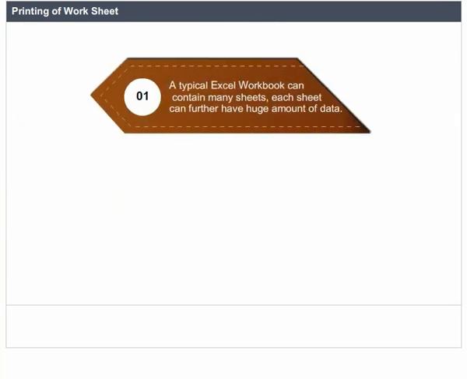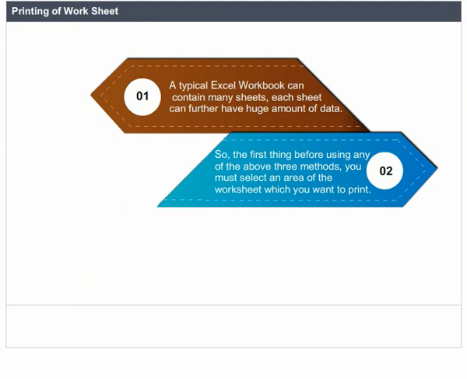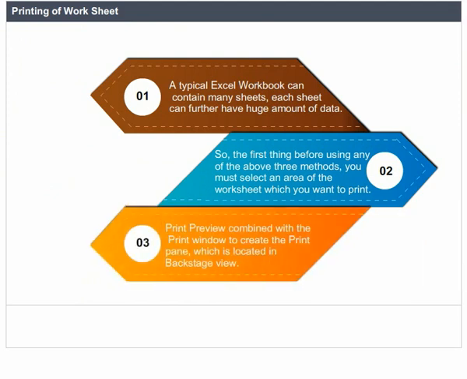A typical Excel workbook can contain many sheets. Each sheet can further have a huge amount of data. So, the first thing before using any of the above methods, you must select an area of the worksheet which you want to print. Print Preview combined with the Print window to create the Print pane, which is located in Backstage view.